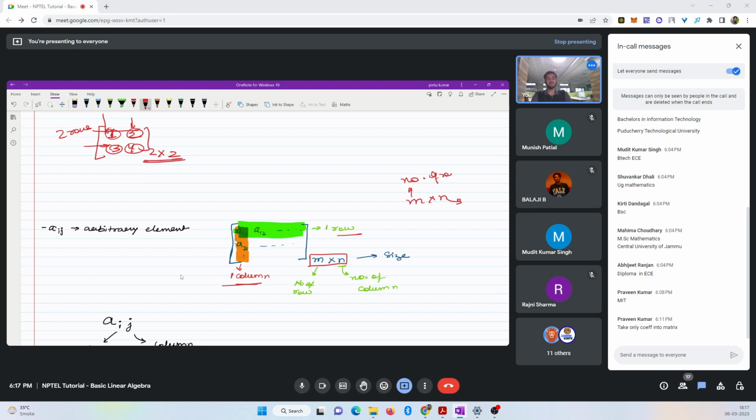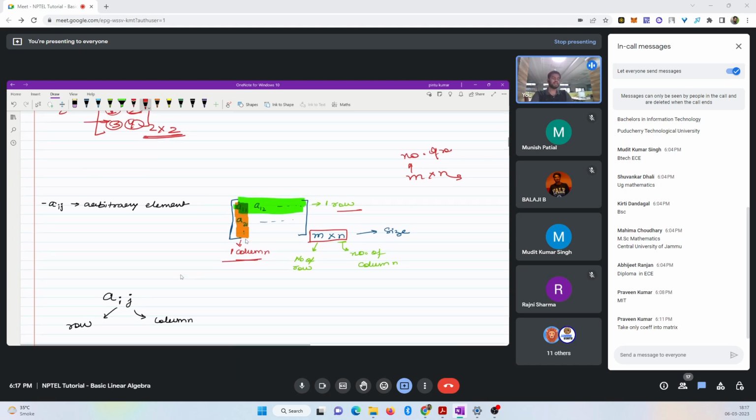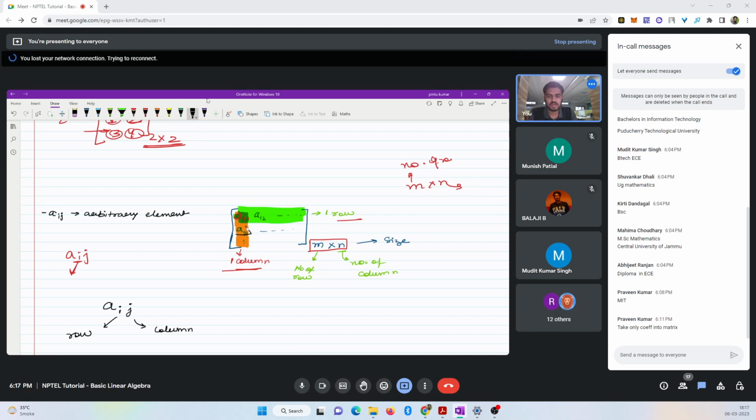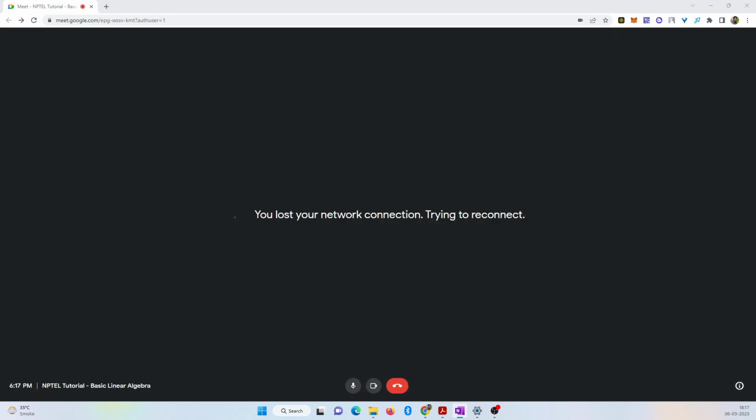Now, let's say you want to write any arbitrary element of this matrix. So, let's say this is Aij. In Aij, your first entry represents the row number. So, here you can see that's A11. I think the color is not very great. Okay, let's see this one. This is A21 because it is in the second row.